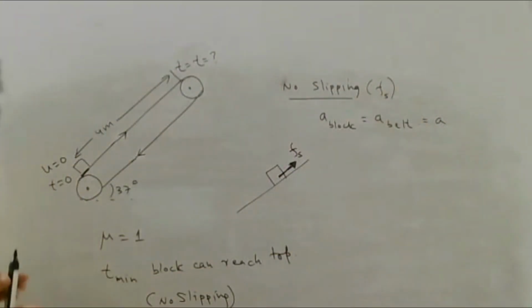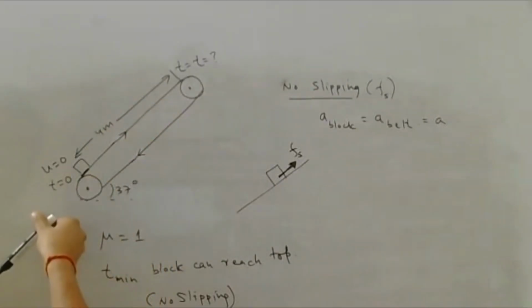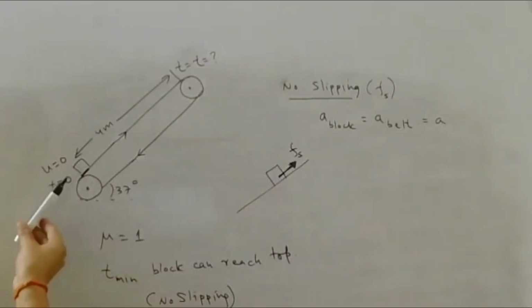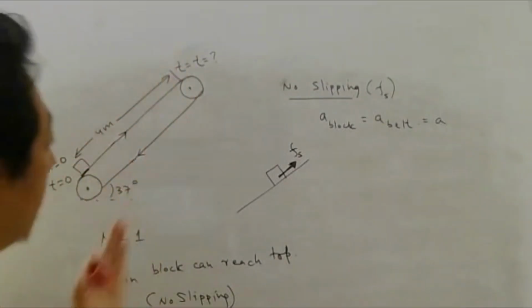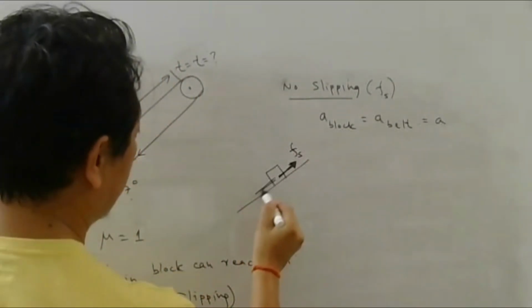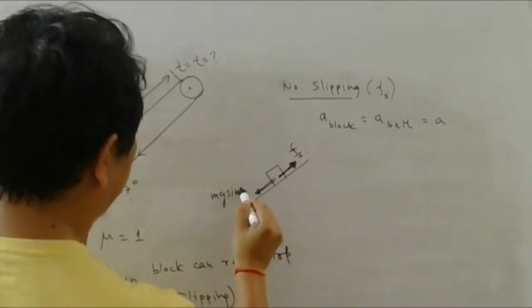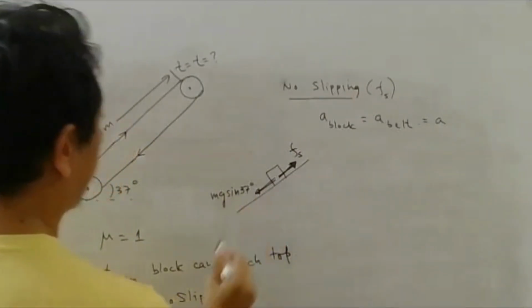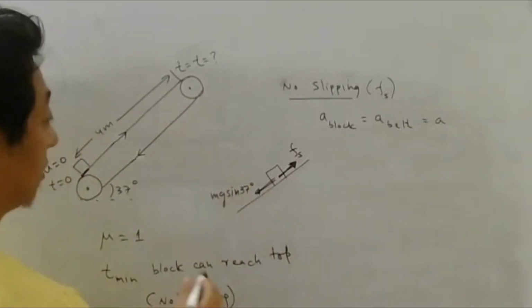Why forward? I hope all of you understood. Belt is going like this, so friction on the belt will be here. Reaction of that friction on the block will be here. Obviously, it has to be here. Otherwise, how it will go forward? Which force will be here besides that? mg sine theta. And normal, you know, will balance mg cos theta.